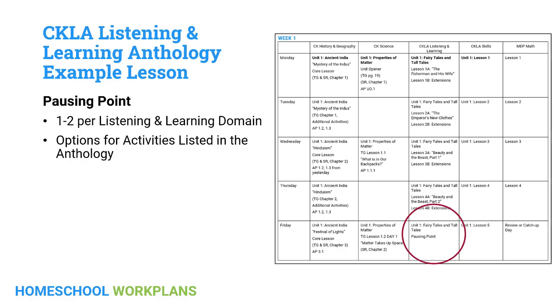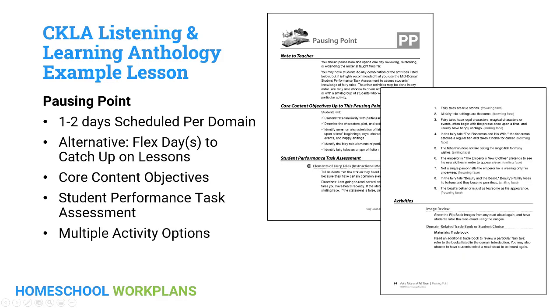And for this first domain we've been looking at, the pausing point day is scheduled for Friday of week 1. All right, so let's take a look at the anthology to see how those pausing point days work. For this domain, you will have only one day scheduled for the pausing point. For kindergarten, 1st, and 2nd grade, these typically occur in the middle of the domain. In 3rd grade, you'll see them often in the middle and at the end of the domain.